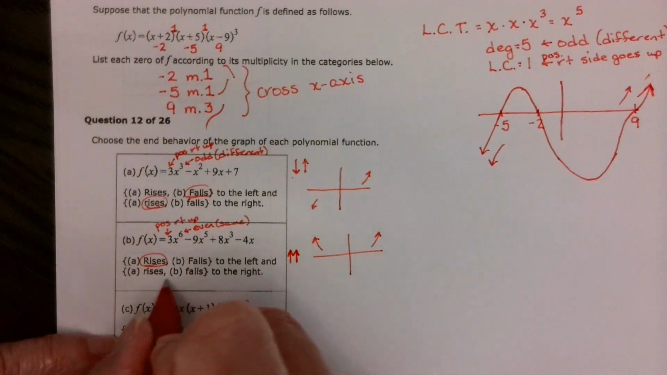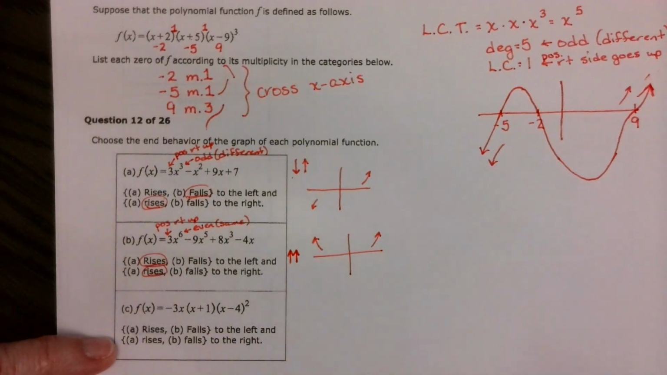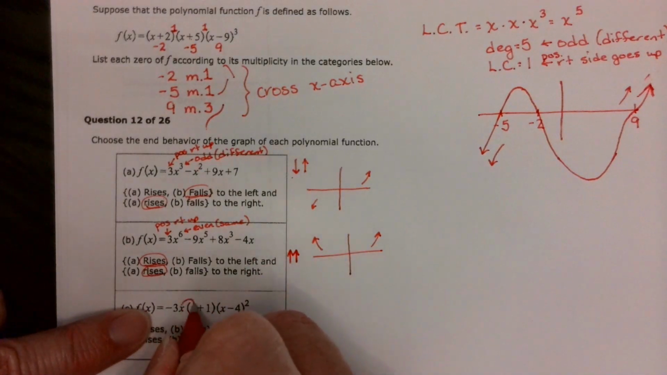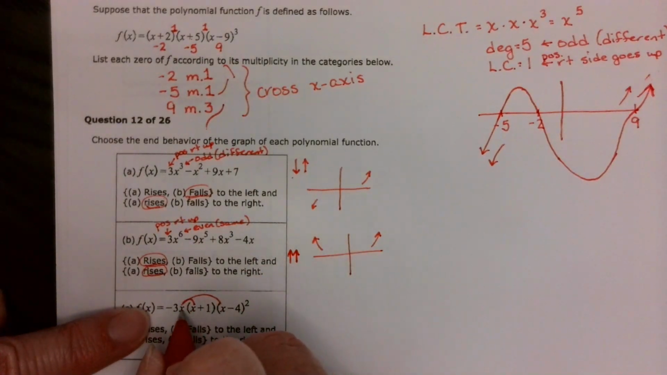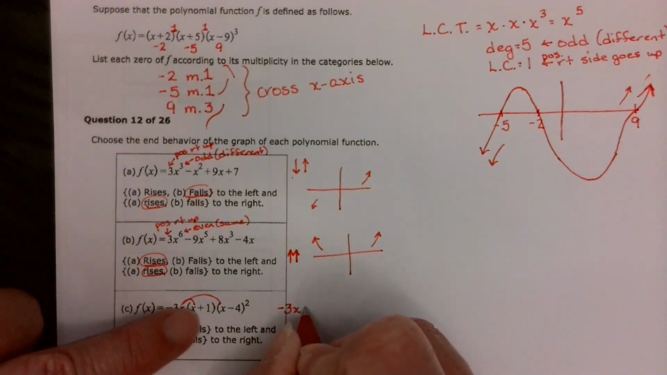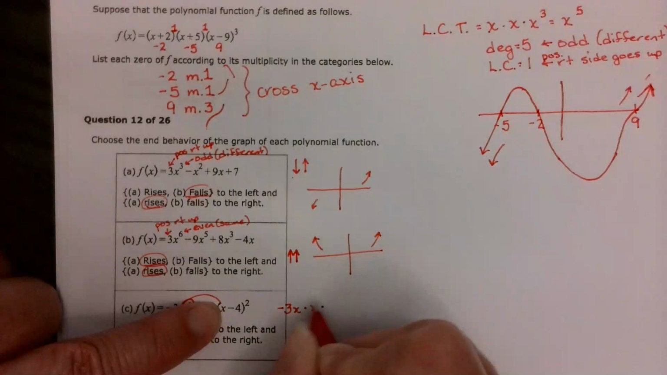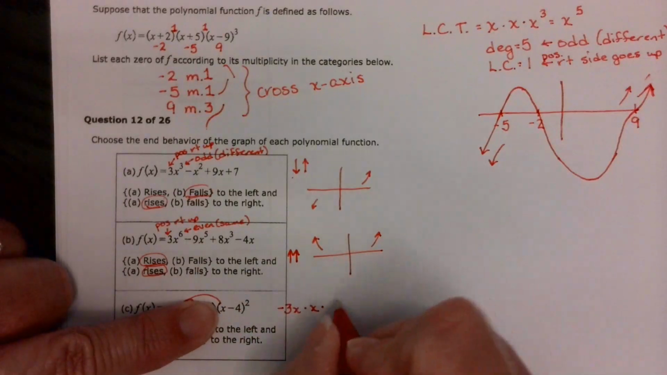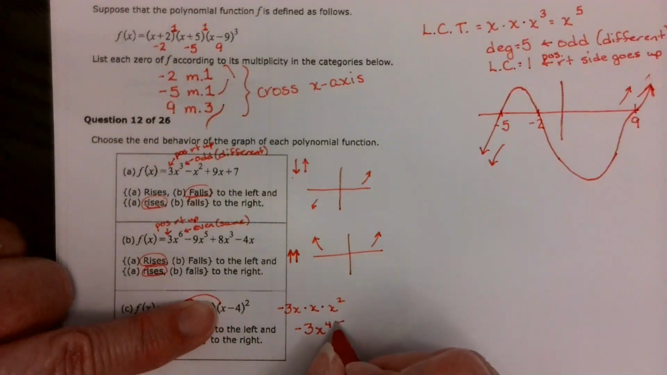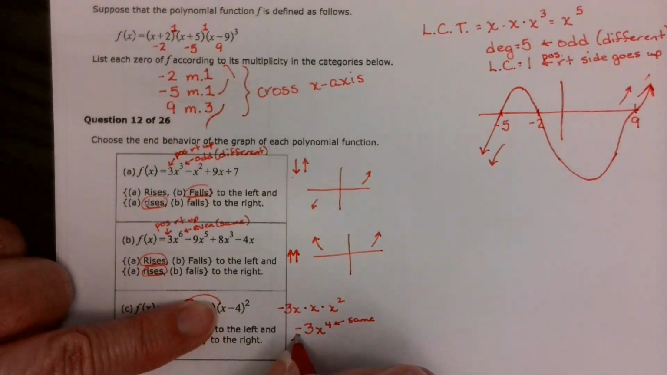Rises to the left and rises to the right. And then this one right here, multiply this out. This is a negative 3x times x times, if I multiplied this out, it'd be x squared. So that is negative 3x to the fourth. Same direction because it's even. Both go down because that's negative.